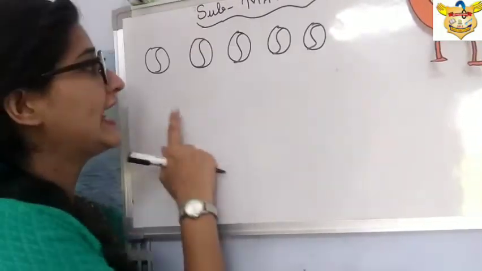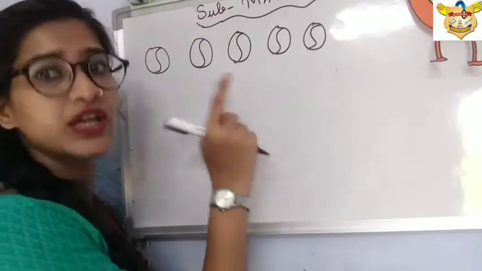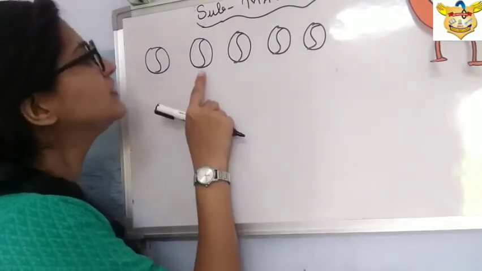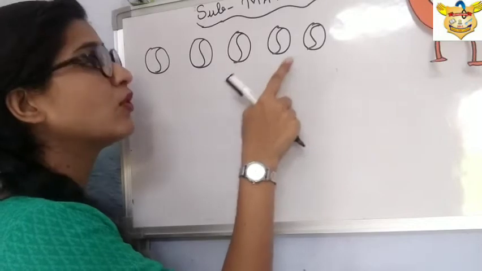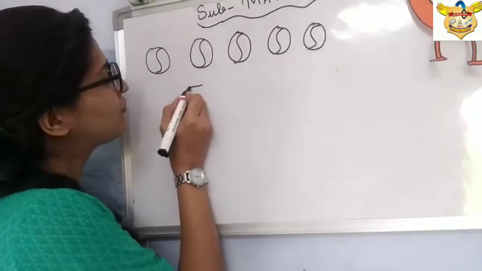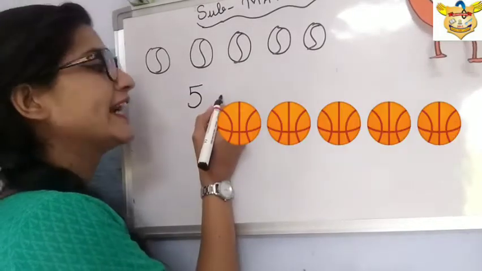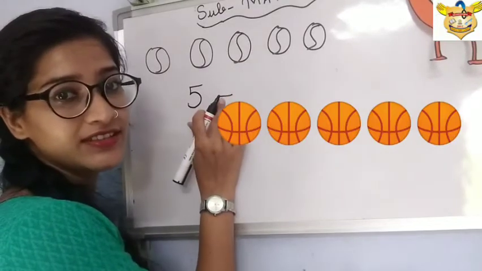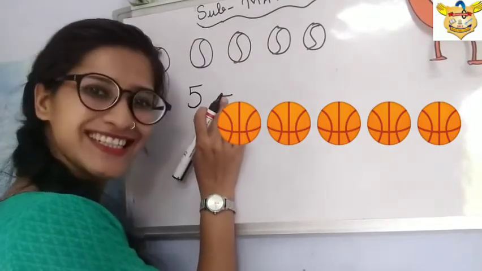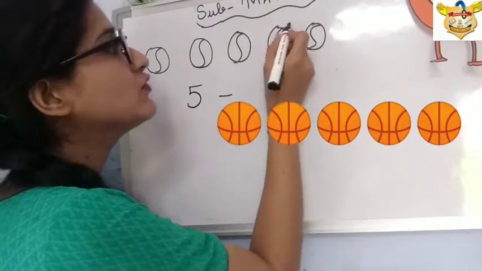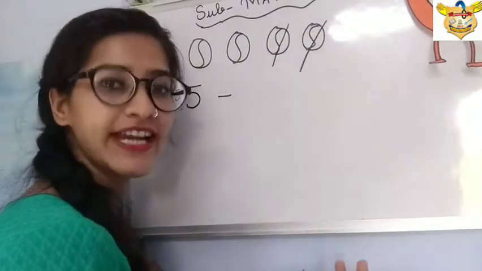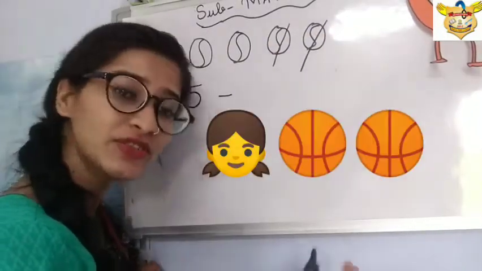Okay kids, I have few balls on. So count with me. 1, 2, 3, 4, 5 balls. 5 balls. And this sign stands for subtraction. Minus का sign है ये. I give 2 balls to my friend. मैंने 2 balls अपने friend को दे दी.